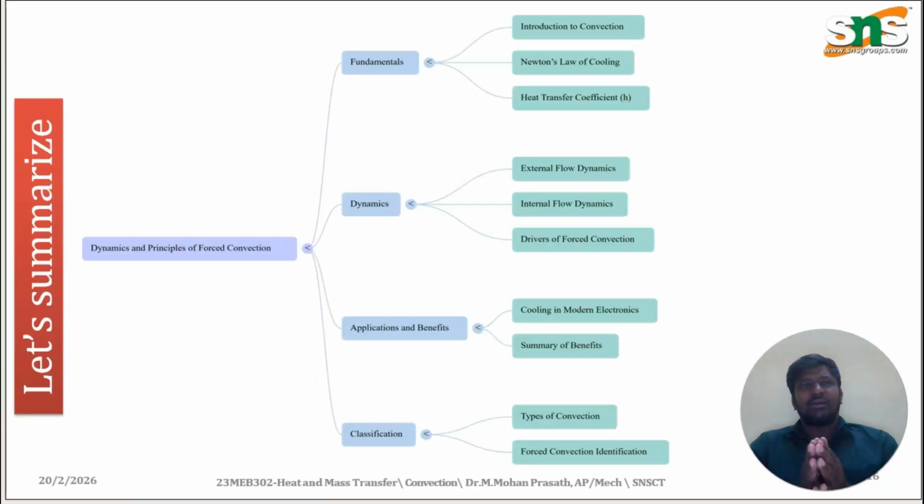Let's come to the summary of the session. In this video, we discussed convection. Convection is a type of heat transfer which occurs between a surface and a fluid or a fluid and a surface, but the heat transfer occurs only with the help of a fluid medium. Next, the formula for convection is given in terms of Newton's law of cooling. The different types of dynamics in forced convection are external flow dynamics and internal flow dynamics.